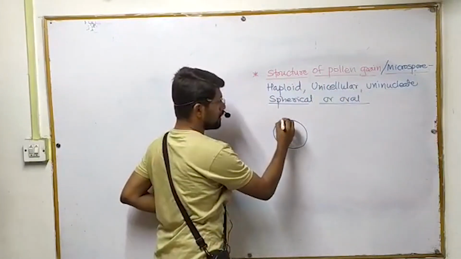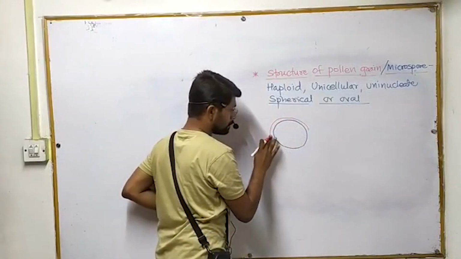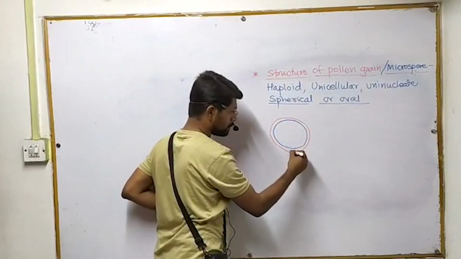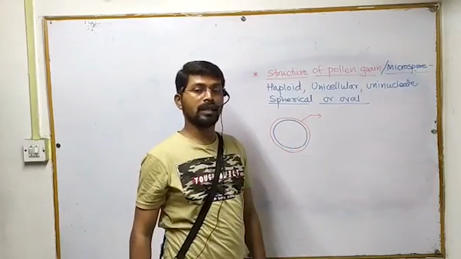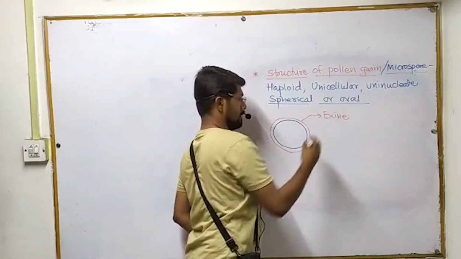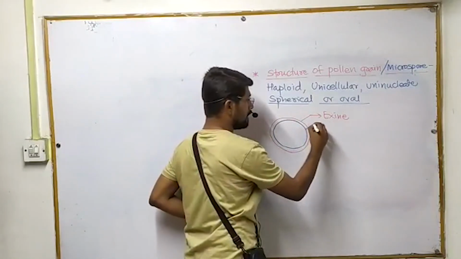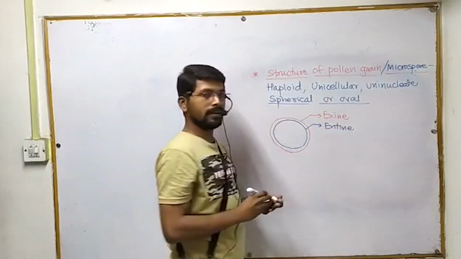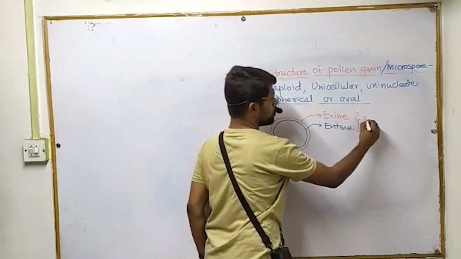It is surrounded by two layers. The outer layer is thick, cutinized and hard. It is called exine. The inner layer is thin, flexible and elastic. It is called intine. Exine and intine, these two layers, are collectively called sporoderm.